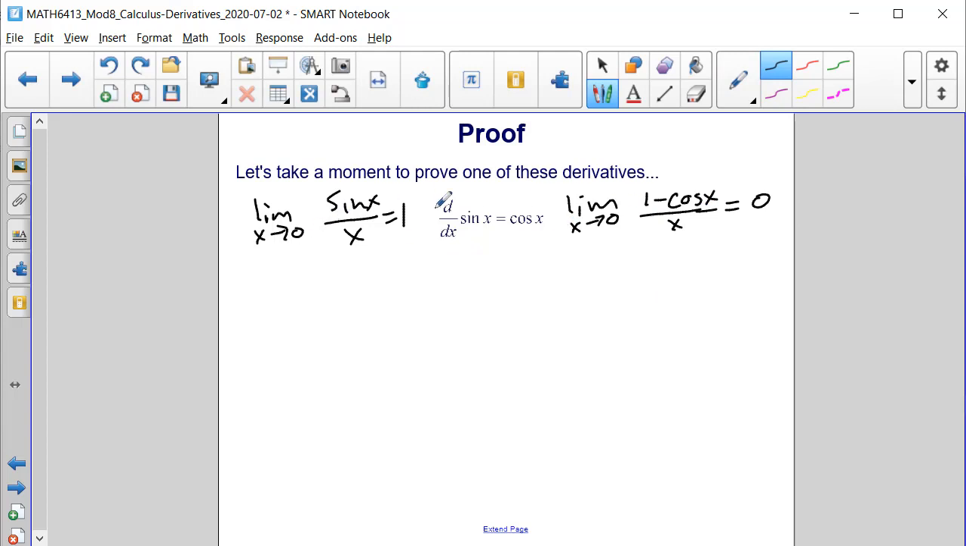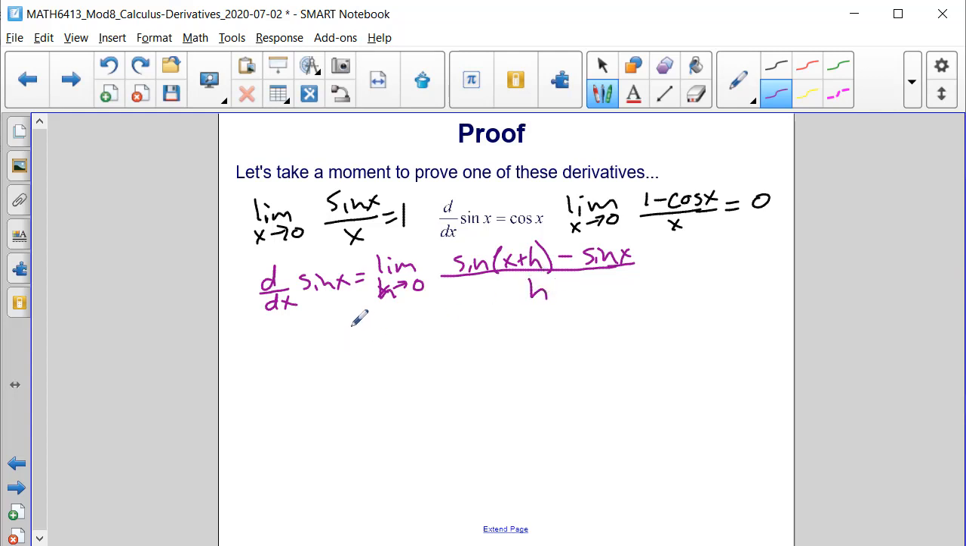So we're going to use these two facts along with the limit definition of what a derivative is to prove that this is true. Let's start with what the definition of a derivative is regarding limits. So the derivative with respect to x of sine of x can be rewritten as the limit as h approaches 0 of sine of x plus h minus sine of x all over h.